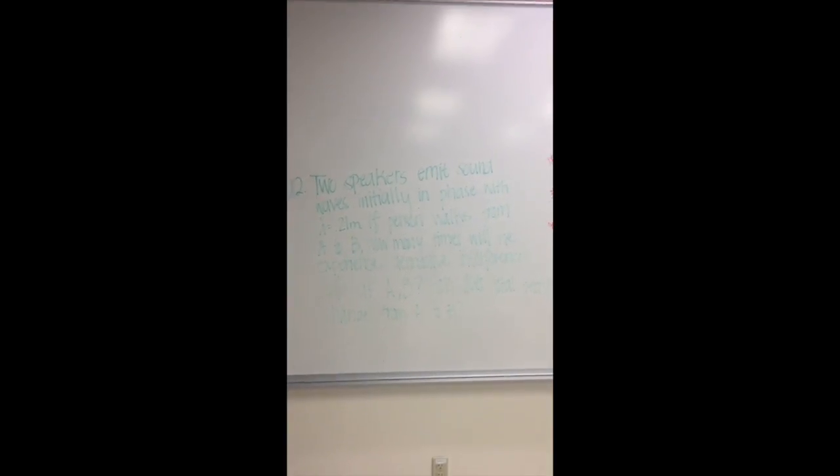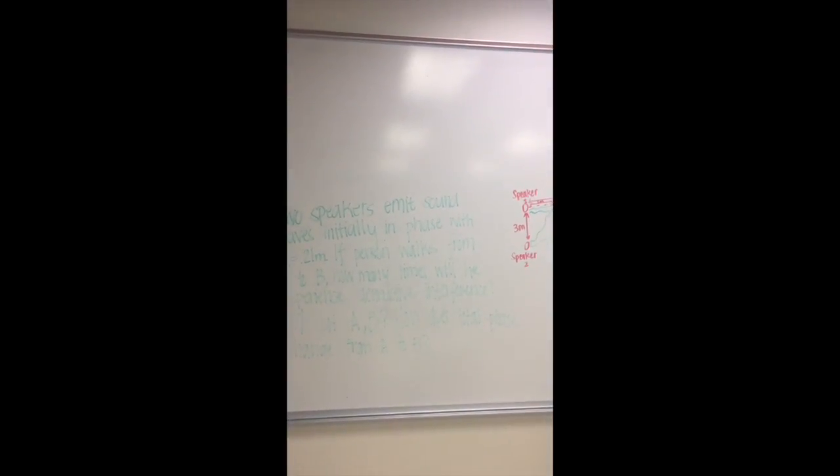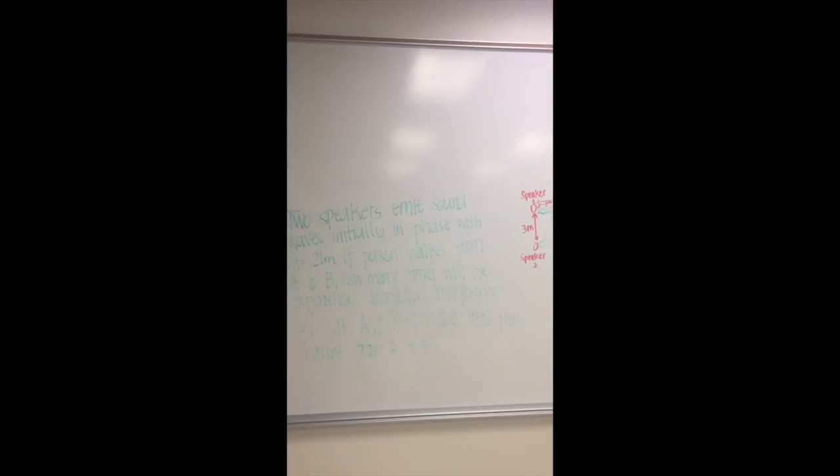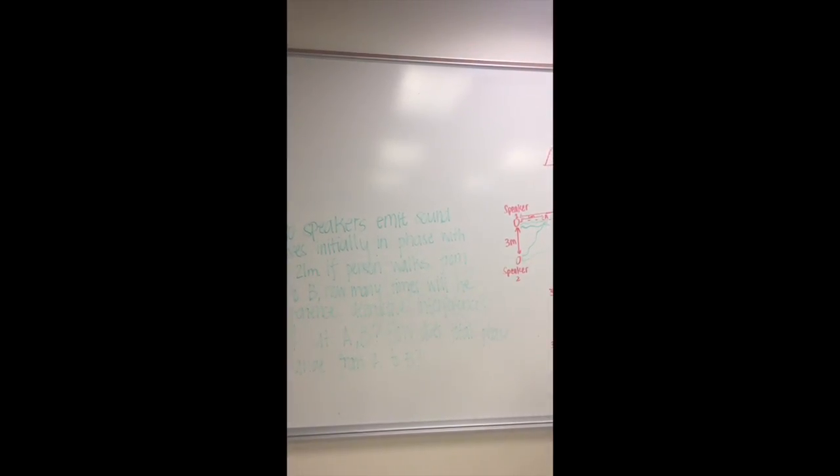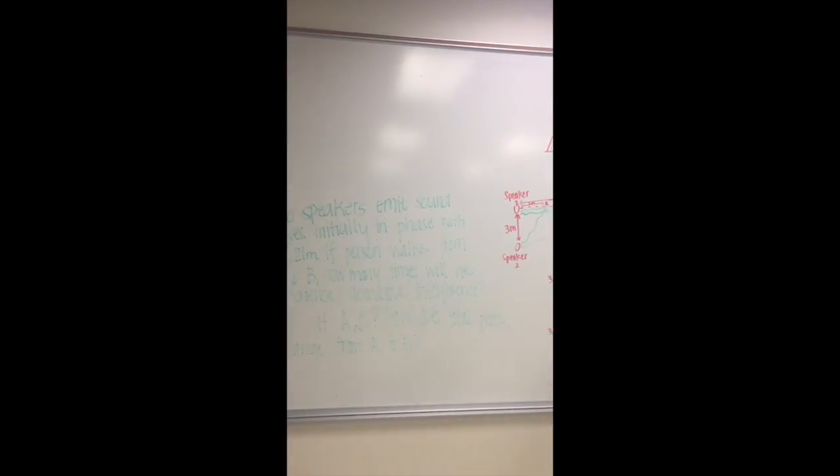Two speakers emit sound waves initially in phase with wavelength equal to 0.21 meters. If a person walks from A to B, how many times will he experience destructive interference?